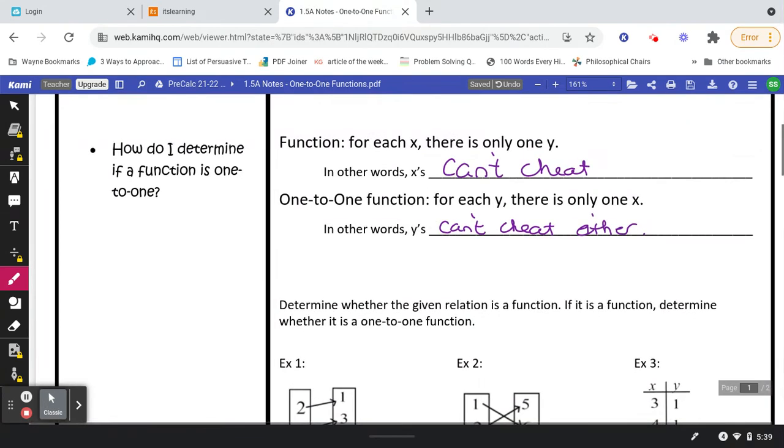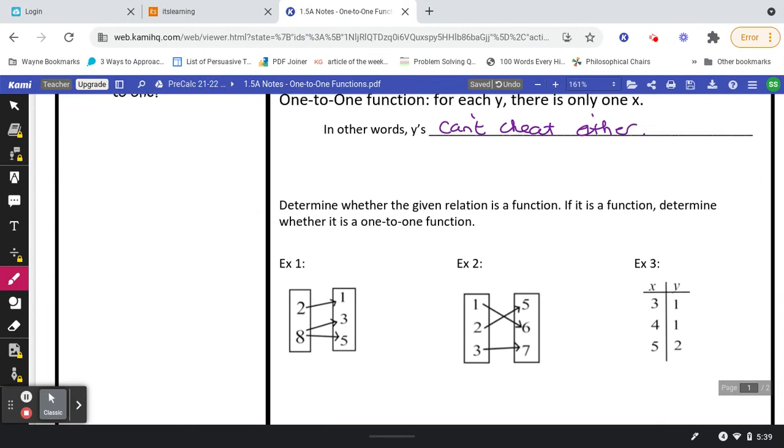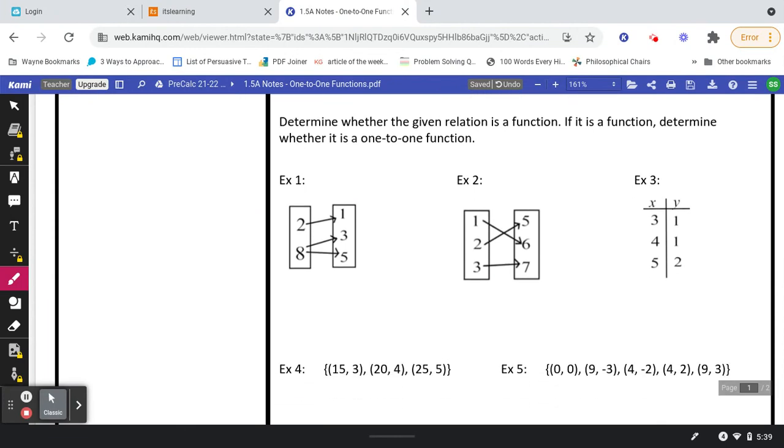All right, so let's take a look at a couple of examples. Determine whether the given relation is a function. If it is a function, determine whether it is a one-to-one function. So for example number 1, 2 is paired with 1. 8, notice it's paired with 3 and 5. 8 is cheating. It's paired up with two y values, so we say this is not a function.